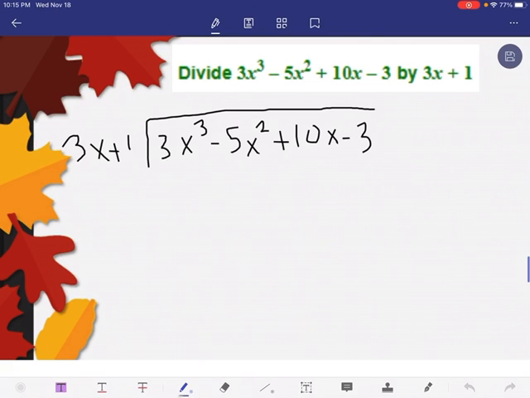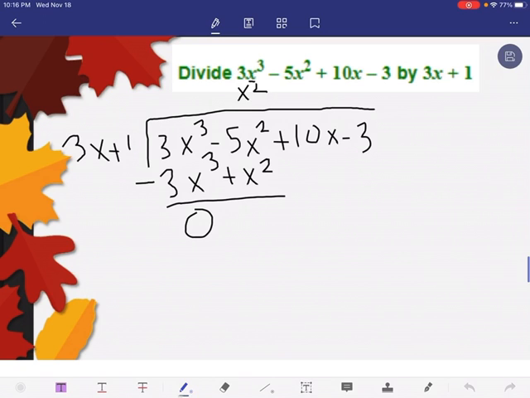So I'm looking at my 3x. What do I need to multiply 3x by to get 3x cubed? That's going to be an x squared. I like to go ahead and line up my exponents on my quotient with my exponents of my dividend. It just kind of keeps it organized. So then I have 3x cubed minus x squared. Remember that we're going to subtract as we go down. So we end up with, so that should be a positive x squared.